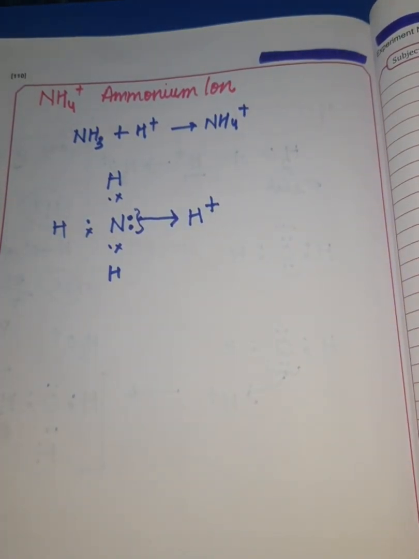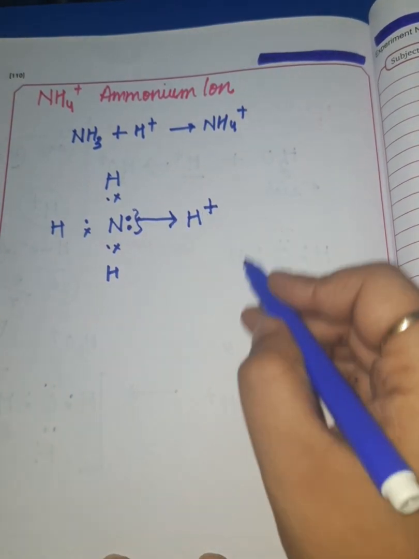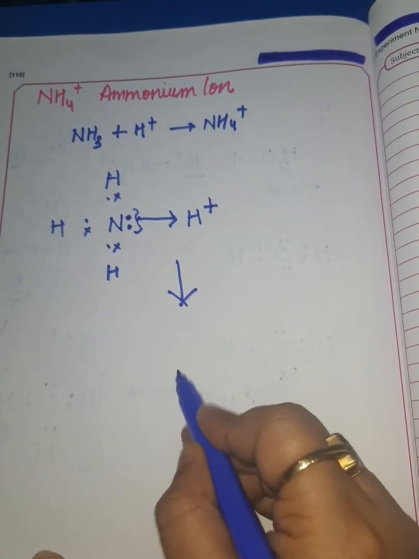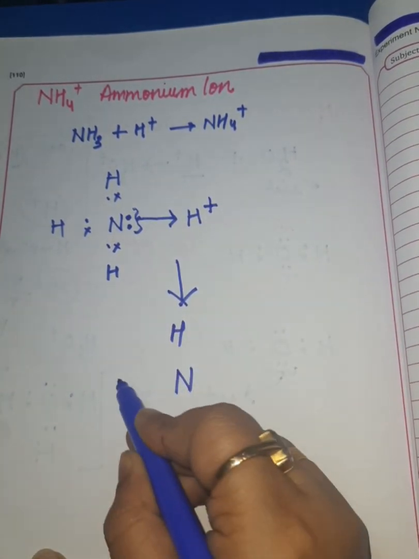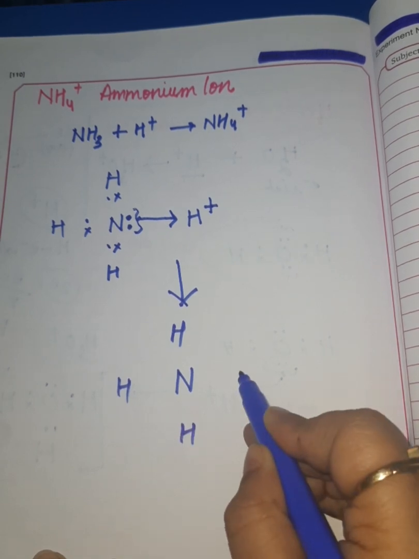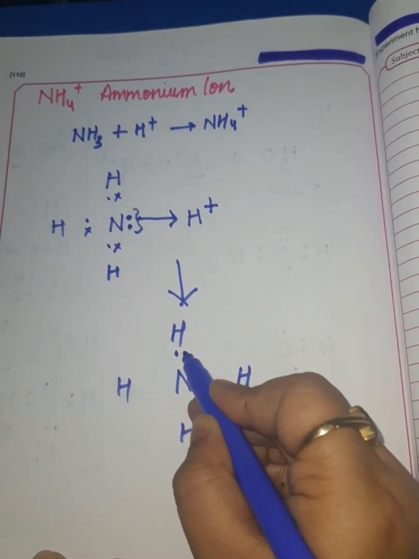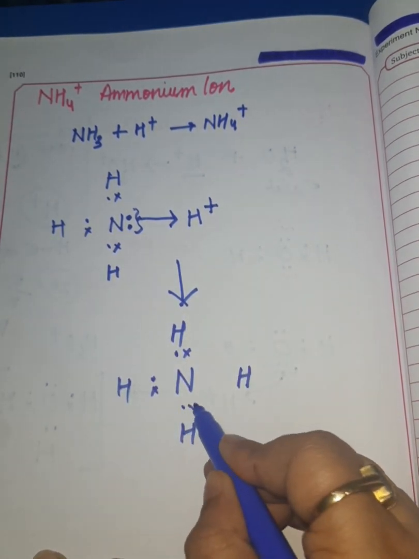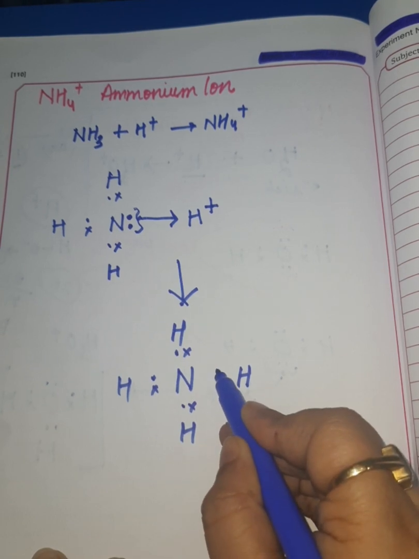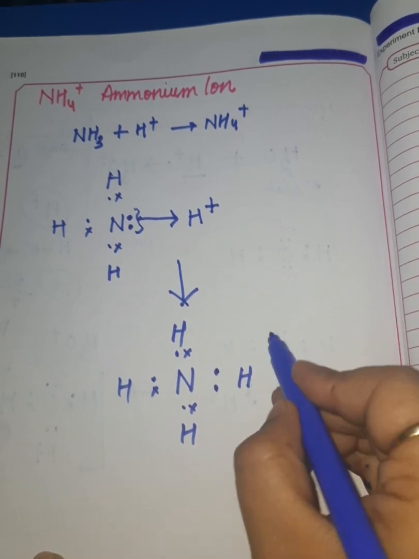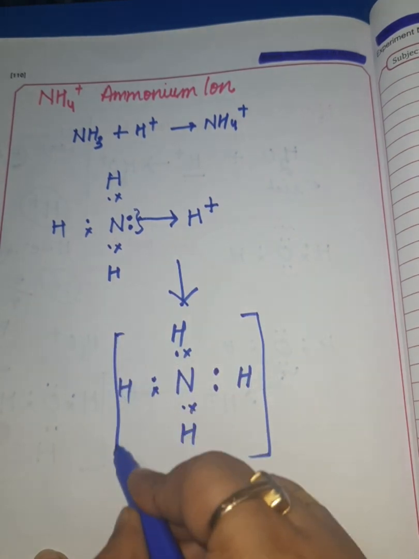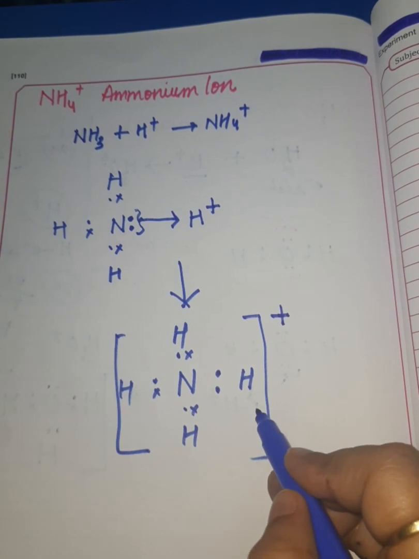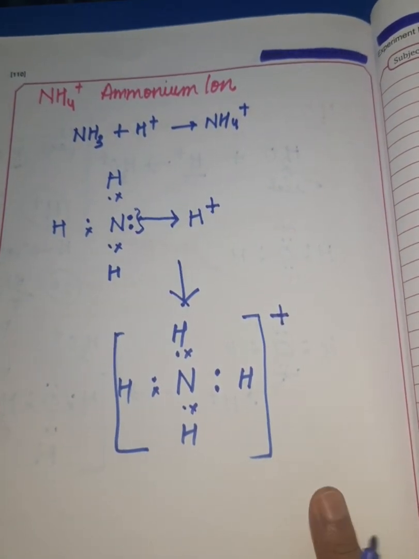I hope it is clear. So when it shares its lone pair with the H plus, it results in the formation of ammonium ion, which will have the electron dot structure in this way. Look at the structure carefully, dear students. See here. This is the ammonia molecule part, and now the lone pair which is being shared with the H plus will come at the center. And there is an overall positive charge, which is very, very important, which shows that one of the hydrogens is positively charged. This way ammonium ion is formed.